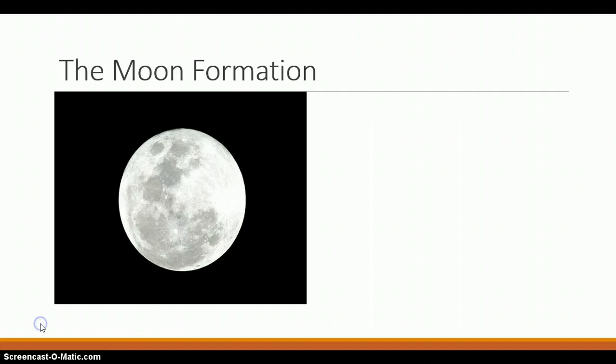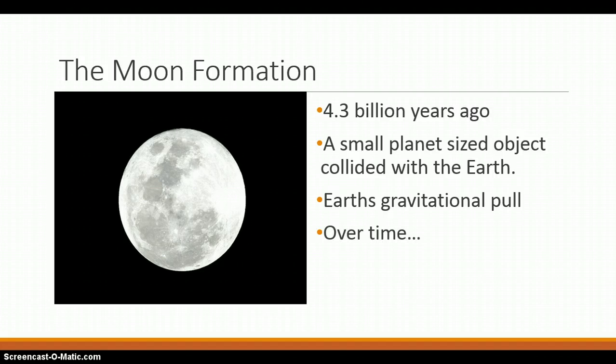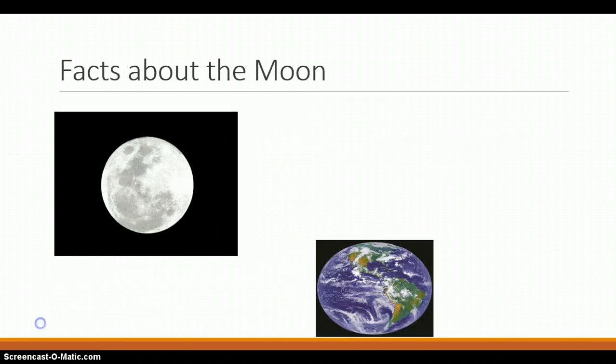The moon formation. Around 4.3 billion years ago, the Earth's moon formed. A small planet-sized object collided with the Earth. Earth's gravitational pull caused the debris to form a ring around the Earth. Over time, the rocks combined to form the moon. As you can see, that is the moon.